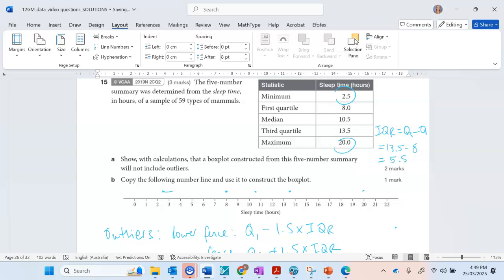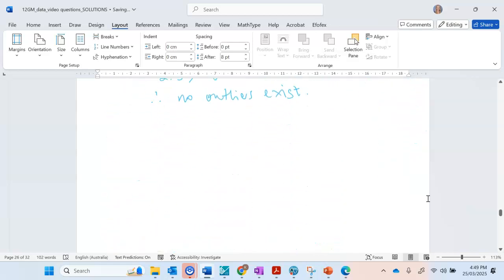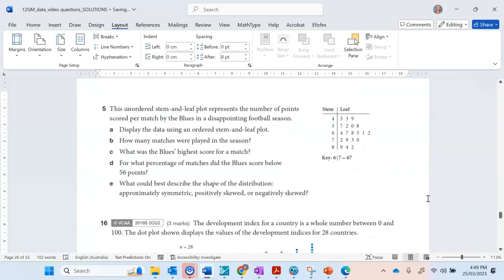All right, and then we just put our whiskers on. And then draw our box in the middle. Now you should be doing this with a ruler. All right, and yeah, going through those points. So it looks pretty symmetrical to me. There we go. All right, let's have a look at question 5.